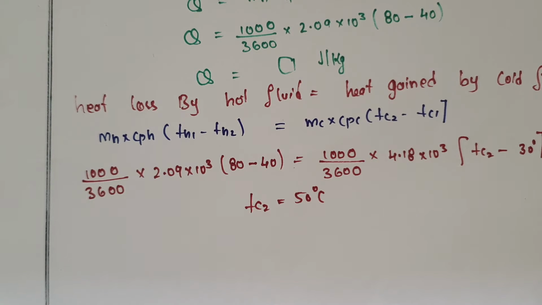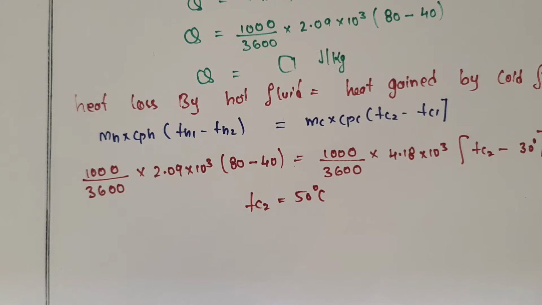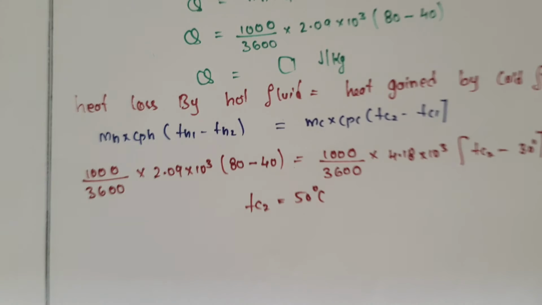You have to remember one thing. In this problem, it is not given whether the given one is the parallel flow or counter flow. So, how to identify whether the given is parallel or counter? By seeing the values of TC2 and TH2.